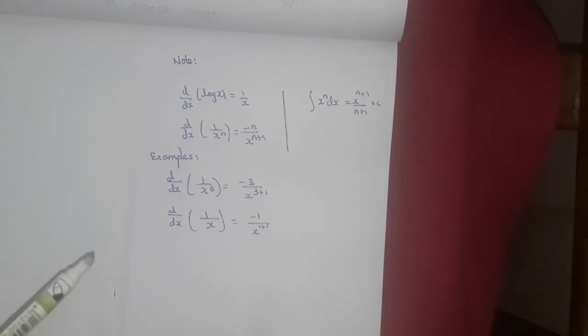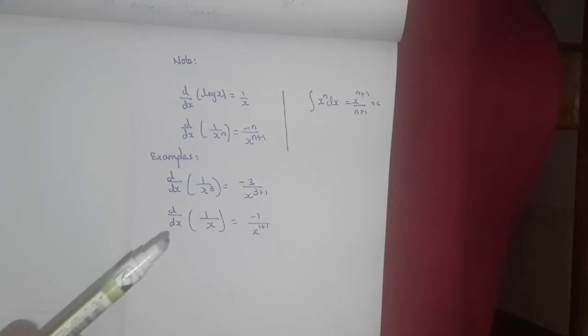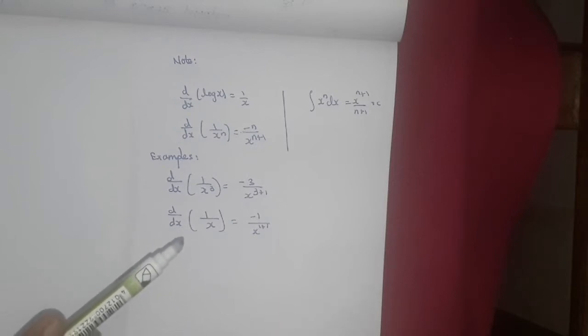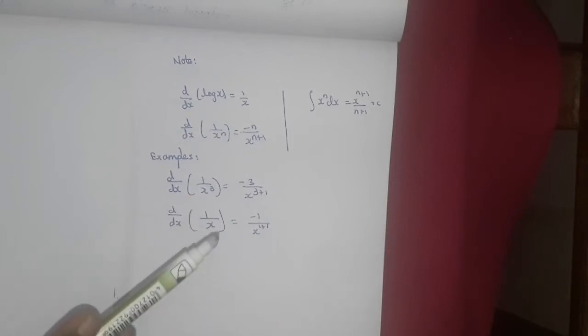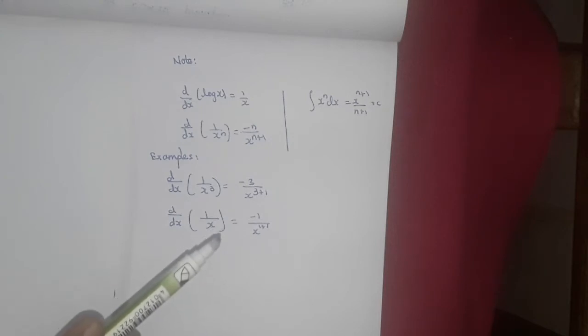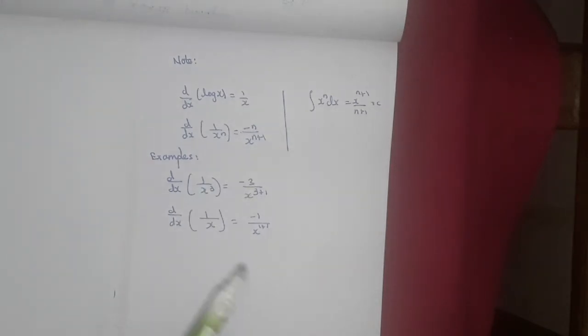Like that I have given the other example, 1 by x. In most of the sums you are going to have this type of differentiation. 1 by x means here the power of x is 1. So take that 1 and apply in the formula. We will have minus 1 by x power 1 plus 1, that is minus 1 by x square. So this is all about the differentiation concept.